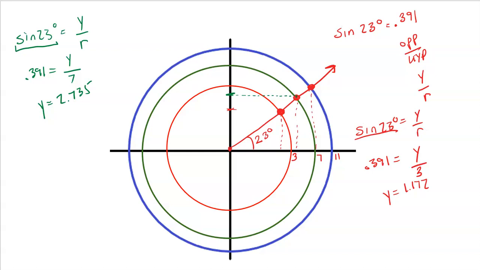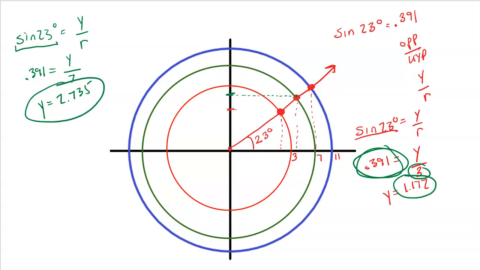It's a bigger circle. What I'm trying to emphasize here is that the 23 degrees has not changed. On each circle, the radius has changed, hence the y coordinate has changed, but the ratio of the y coordinate divided by the radius is still the same. Even if I take my y coordinate 1.172 and divide it by 3, I still get the same ratio, 0.391. Or if I take my y coordinate on the green circle, 2.735, and divide it by the radius of 7, I still get that same ratio, 0.391. So we have this understanding of trigonometry in triangles, but we also now have it in circles that are created in standard position.